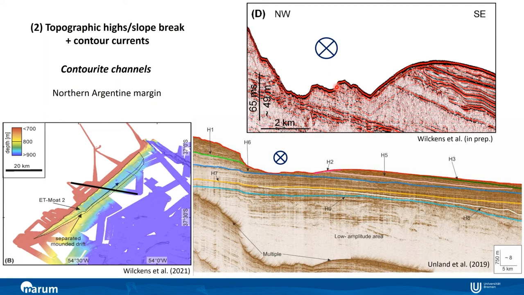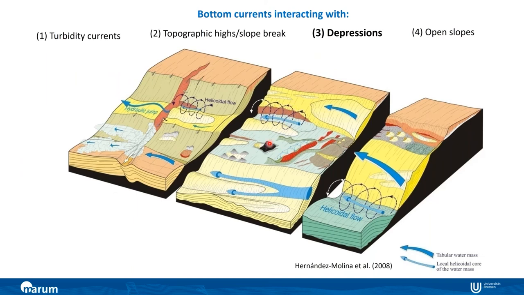So when bottom currents interact with topographic highs and slope breaks, they are accelerated, and that's why they also form these alongslope contourite channels. But bottom currents can also be affected by depressions. When bottom currents interact with a depression, there is also going to be a local change in the hydrodynamics that is itself going to affect sedimentation again. These depressions can be, for example, pockmarks, but they can be any kind of depression.